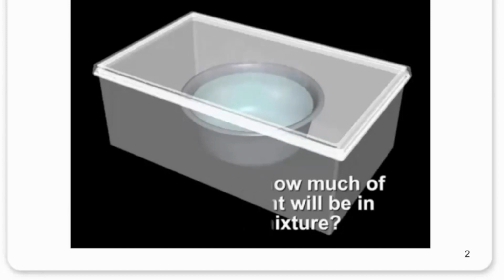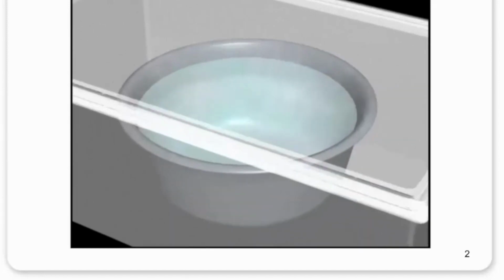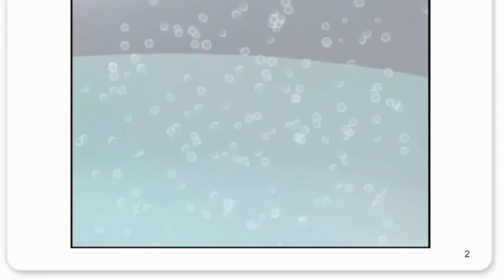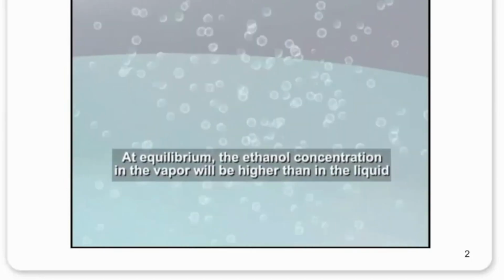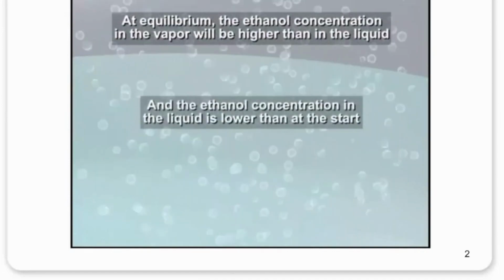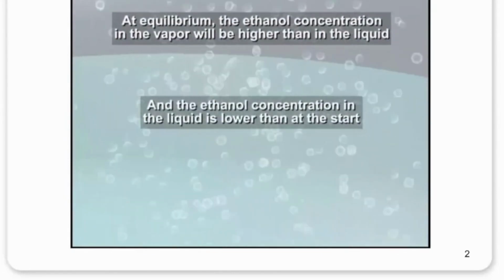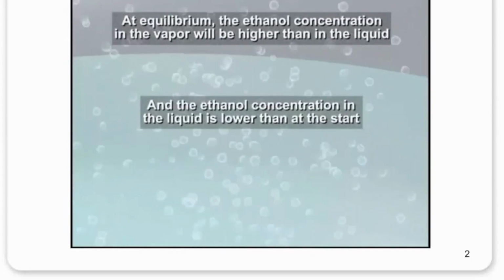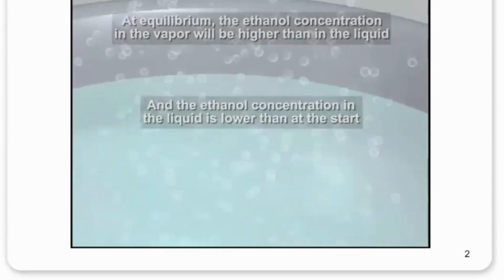Since the vapor pressure of ethanol is higher than water, ethanol is more volatile than the water. Therefore, ethanol molecules will want to escape from the liquid in a higher ratio than water. At equilibrium, the concentration of ethanol in the vapor will be higher than the concentration of ethanol in the liquid mixture. Since the vapor has a higher concentration of ethanol, the liquid must have a lower concentration than before any of the ethanol evaporated. As a result, the liquid has become less concentrated in ethanol.